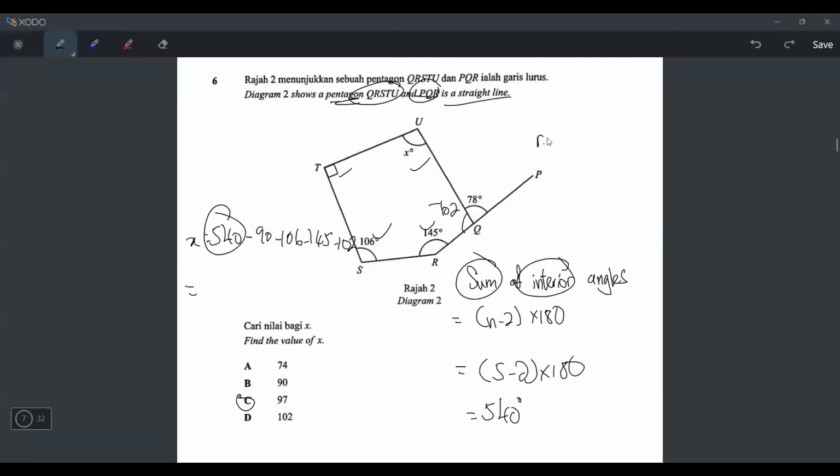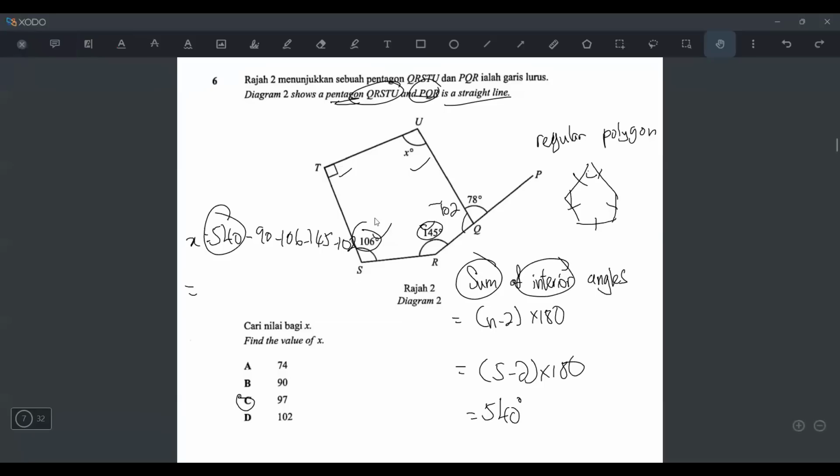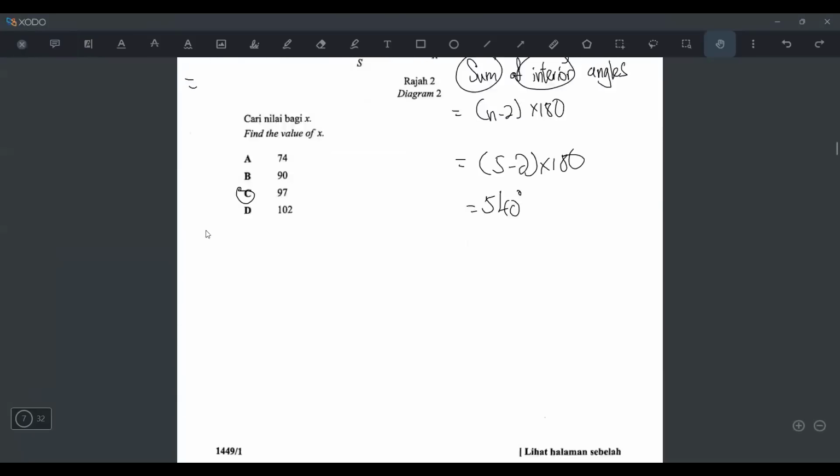But what if they say regular polygon? If they mention the word regular, it means this polygon has 5 sides, and at the same time they are all the same length. It means the angles here should be the same also. So I can take 540, divide by n, and I'll get 108 each. But I can't do that for this question because this is not a regular pentagon. As you can see, the angles here are different, which means the lengths are also different. If the lengths are the same, you just divide by n. After you get the sum, if it's 6 sides you divide by 6, if it's 8 sides you divide by 8. So that's how you do it.